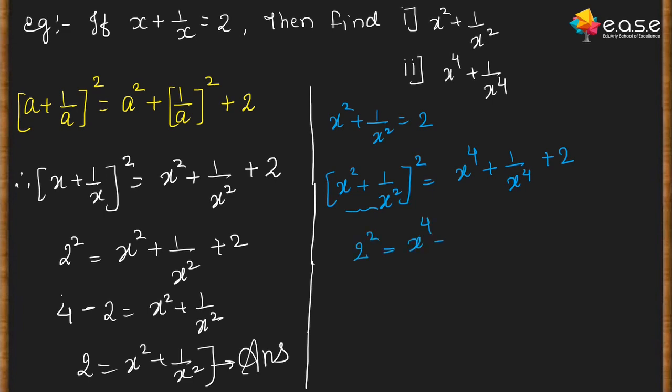So once again, 4 minus 2. Correct? So this will give you 4, and again the same thing. 4 minus 2, this 2 we bring it on the other side, is equal to x to the power 4 plus 1 by x to the power 4. 4 minus 2 will give you 2. So 2 is equal to x to the power 4 plus 1 by x to the power 4.